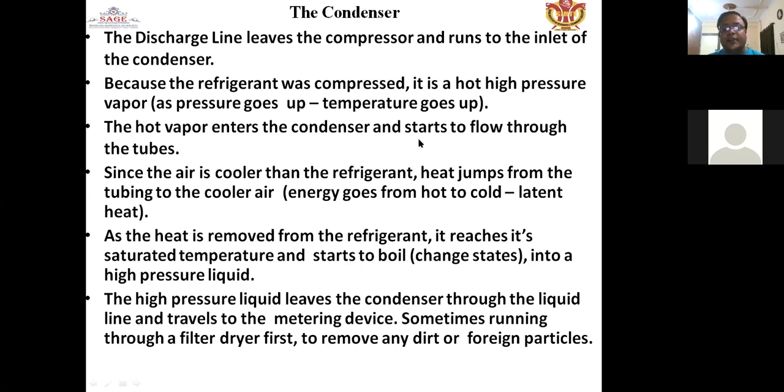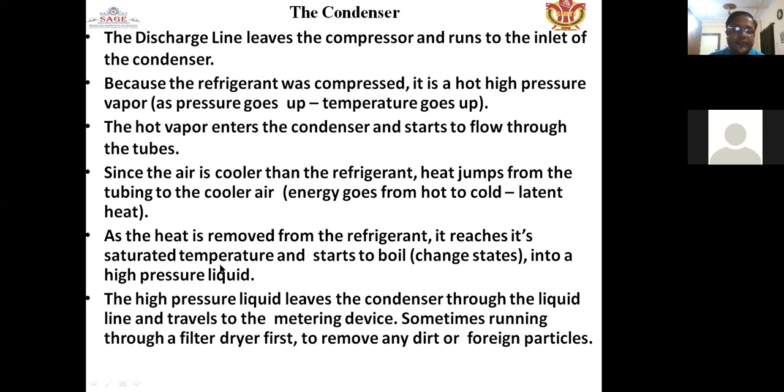Hot vapor enters the condenser and starts to flow through the tubes. Since the air is cooler than the refrigerant, heat jumps from the tubing to the cooler air. Energy goes from the hot to the cold, latent heat. The condensing is done by the external sources from the surrounding medium, that could be the air or maybe the water. As the heat is removed from the refrigerant, it reaches a saturated temperature and starts to change state into a high pressure liquid.